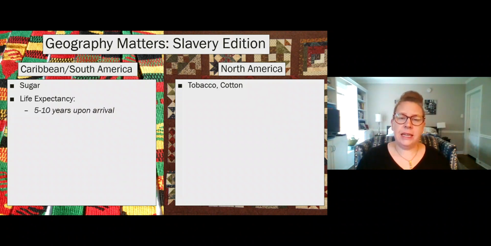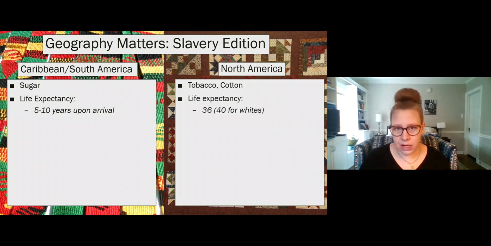Life expectancy in the Caribbean was only 5 to 10 years upon arrival. So you get off the ship and you're expected to die within 5 to 10 years. They're going to work you to death. In North America, life expectancy for a slave was only 36. I'm 34. But it was only 40 for white people.